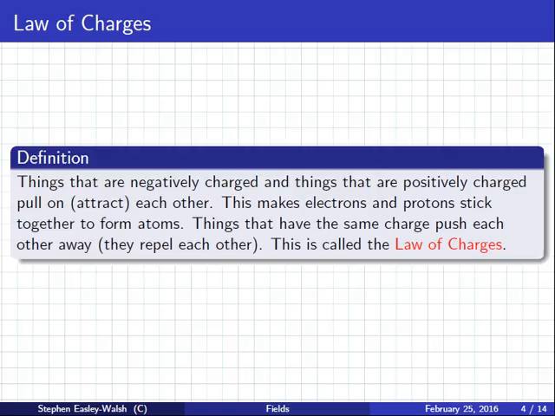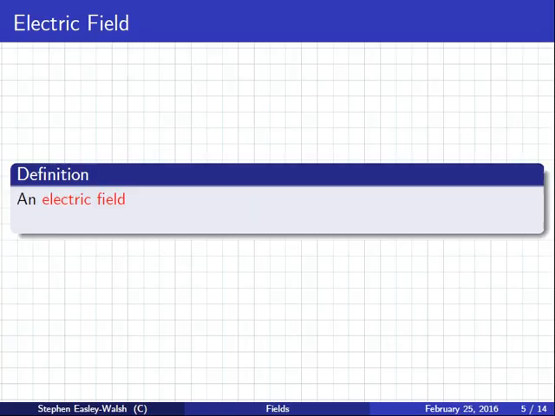Okay, so now on to what is new today. An electric field. So an electric field is a vector field. Now what's a vector field? I'll need to explain that on the side here before I continue with the definition. So here's the simplest example I can give you of a vector field. We imagine that there's a wind blowing from the north.